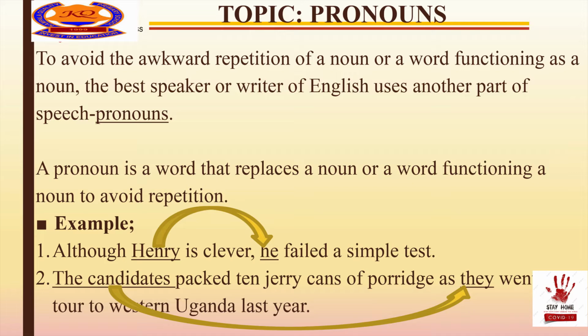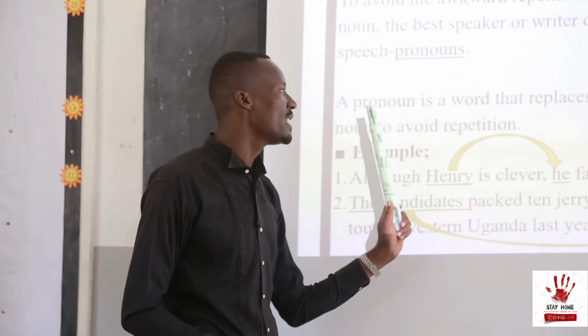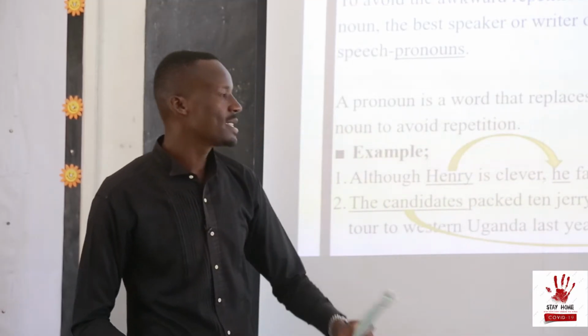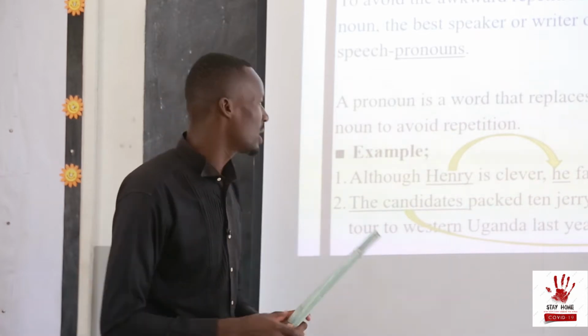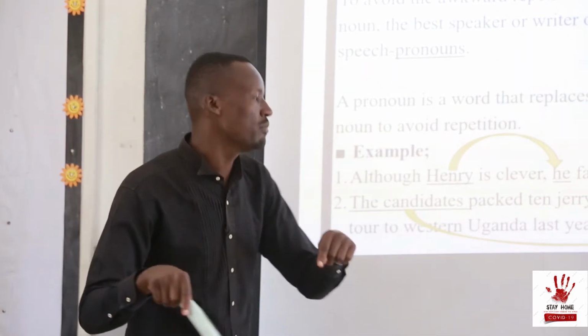So you can see my arrow jumping from Henry to he, meaning that this he refers to Henry in the same sentence. Therefore, a pronoun is a word that replaces a noun or a word functioning as a noun to avoid repeating that noun in the same sentence.